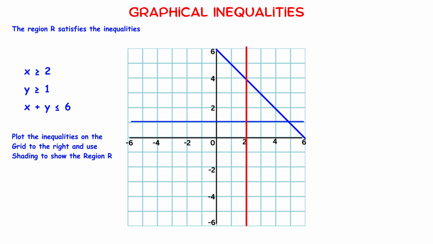And now that we have all of our inequalities, we just need to find the region that satisfies all of them. So to the right of x equals 2, above y equals 1, and below x plus y equals 6. And now that we've found it, we just shade it in, and we're done.